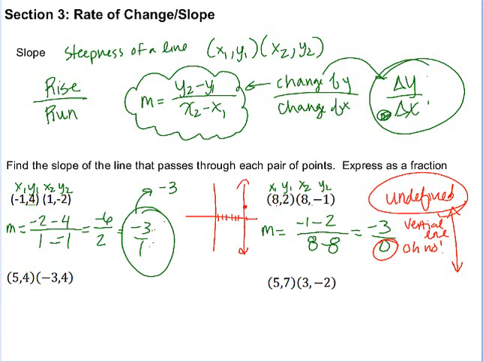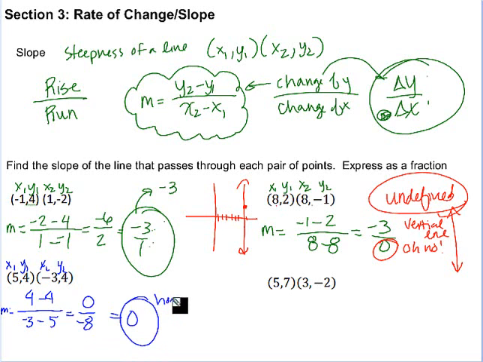Next up, we got the points (5, 4) and (negative 3, 4). So we'll call this first one our x1, y1, and the second one our x2, y2. So y2 minus y1, 4 minus 4, over x2, negative 3, minus x1 is 5. So this becomes 0 over negative 8. 0 over anything is 0. So this slope is 0. A slope of 0 is a horizontal line. And this should make sense because if you have 0 steepness, you would think that this is a very flat line. So 0 steepness, flat line, it's a horizontal line.